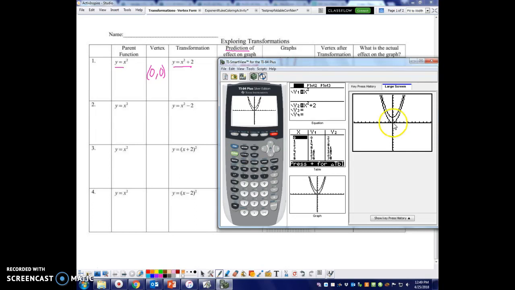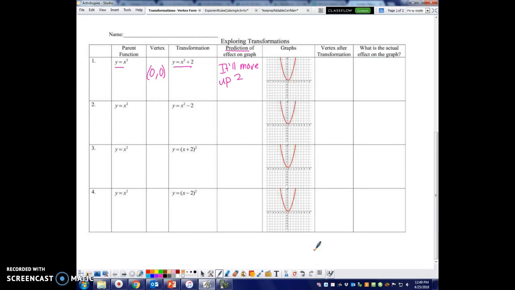Yeah, that's exactly what it did. It moved up 2. Surprise, surprise, I was right. It's almost like I'm a math teacher. So it moved up 2. It looks like it got thinner. It didn't actually. It just moved up, okay? It didn't actually get any thinner.